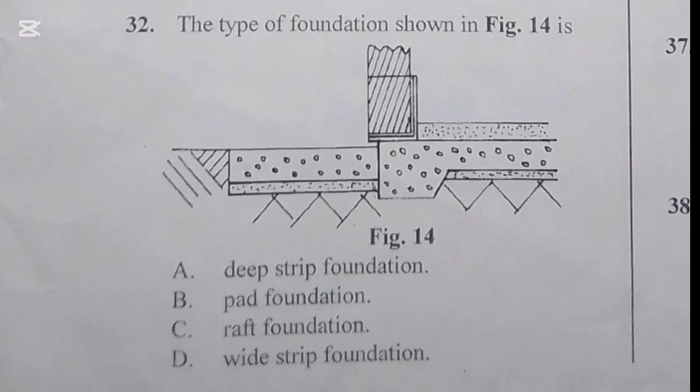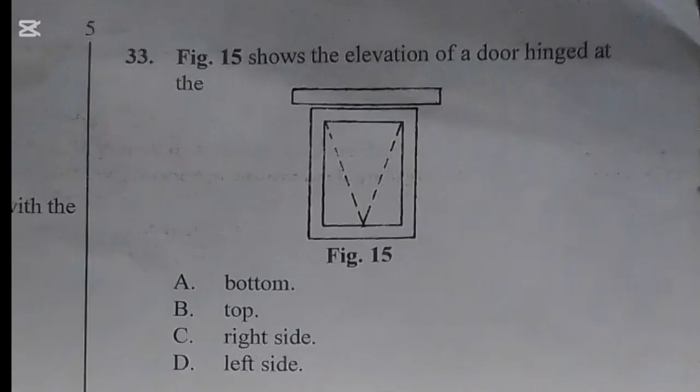Question 32. The type of foundation shown in figure 14, the answer is C, raft foundation. Then question 33. Figure 15 shows the elevation of a door hinge at the top. So you can see there is a hinge at the top here. So the answer to that is B.